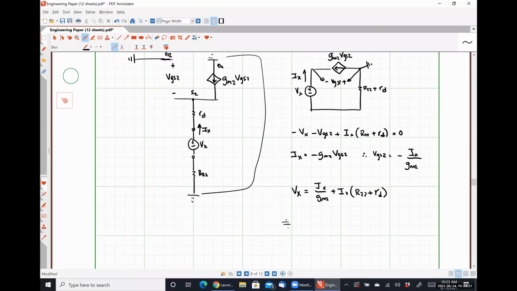And from this, my open loop output resistance is 1 over gm2 in series with rd in series with R22.